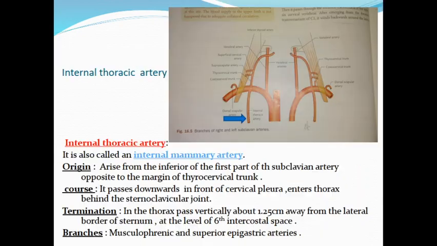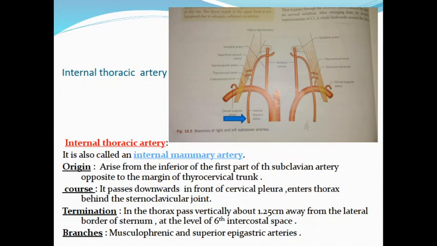Internal thoracic artery: it is a branch of the first part of the subclavian artery. It is also called the internal mammary artery. Origin: it arises from the inferior aspect of the first part of the subclavian artery, opposite to the margin of the thyrocervical trunk.